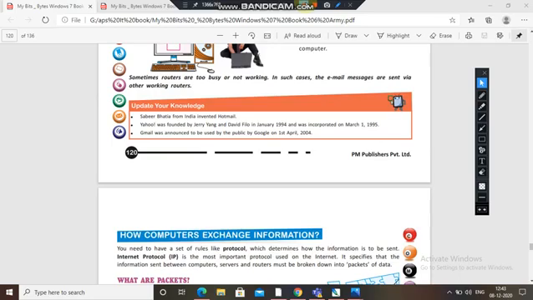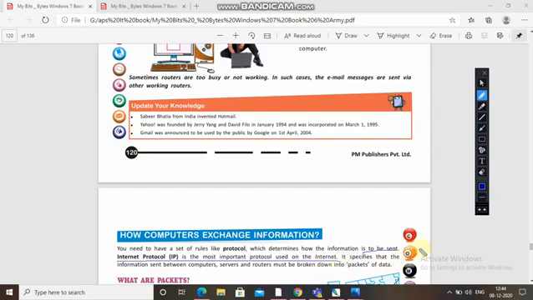Now, how do computers exchange information, how are they exchanging? So you need to have a set of rules, like a protocol, which determines how the information is to be sent. So IP is the most important protocol used on the internet. It specifies that the information sent between computers, servers, routers must be broken down into packets of data. They are not going in a huge bulk amount in a box, but they are going in small packet form.